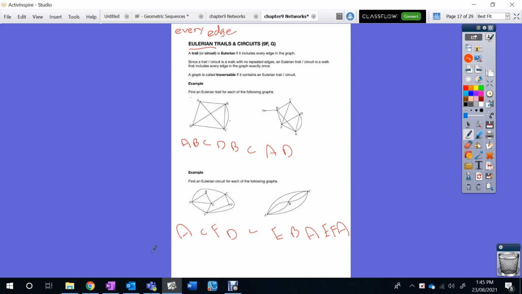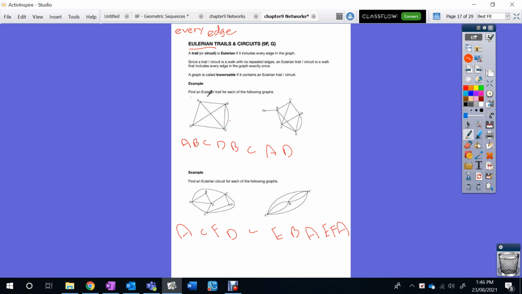Okay, so 9F and G, I'll cover them together because they both have to do with Eulerian trails and circuits. Just keep in mind, when you see the word Eulerian, it means that you cover every edge in your graph. Trail just means you start at one spot and you can finish anywhere you want, but you still need to cover every edge. Circuit just means you start at one point and have to finish at that same vertex. But the important bit is you have to cover every edge only once, but you can cover the vertices more than once.